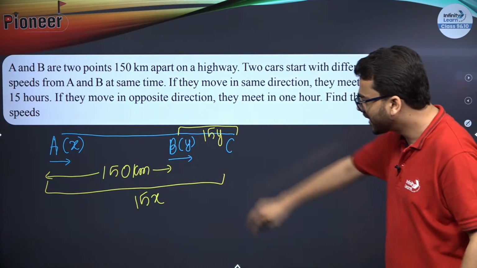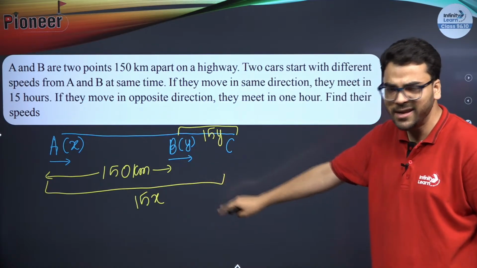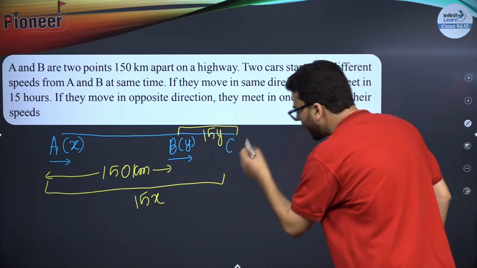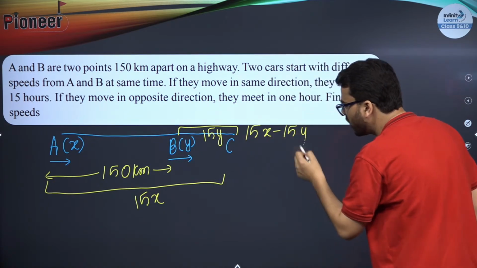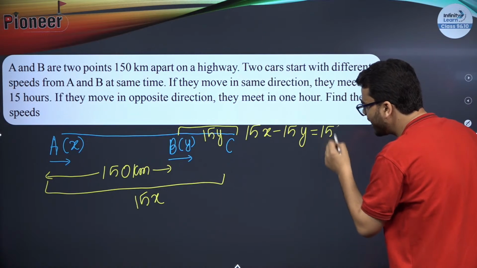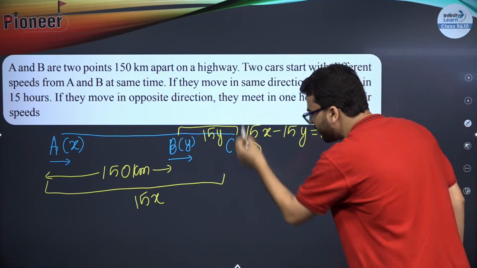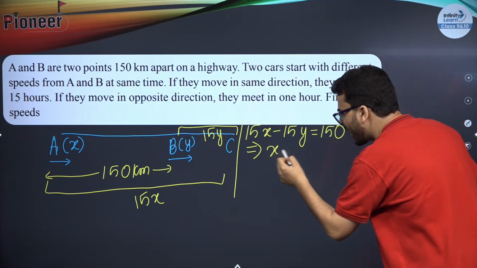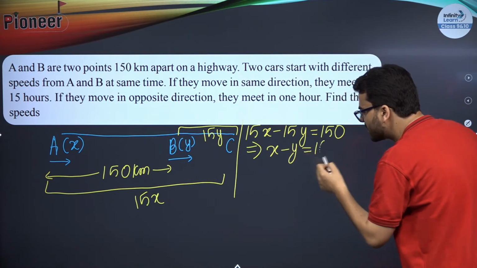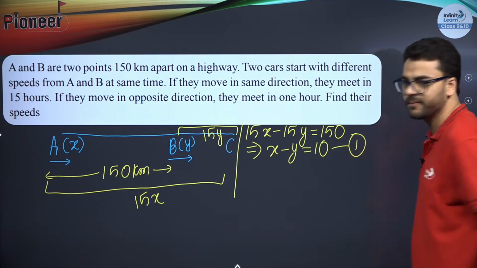Now you can directly see from the figure itself, it is plane geometry. Can I write over here that 15x minus 15y is equal to 150 kilometer? Now I can divide on both the sides of this equation by 15. Can we do that easily? Divide on both the sides by 15, so I'll get x minus y equal to 10. Suppose this is the first equation.